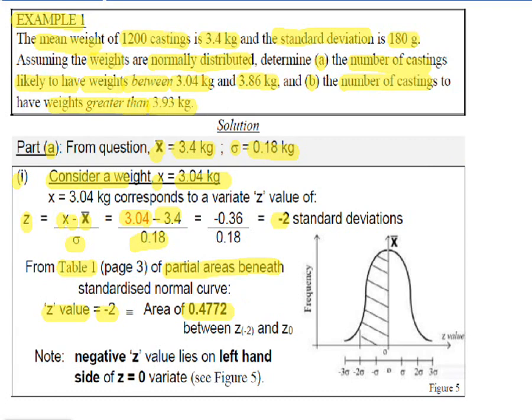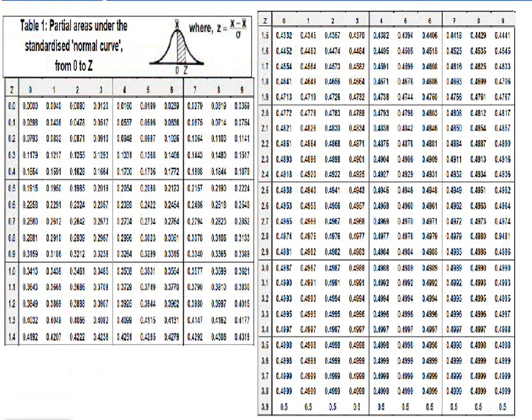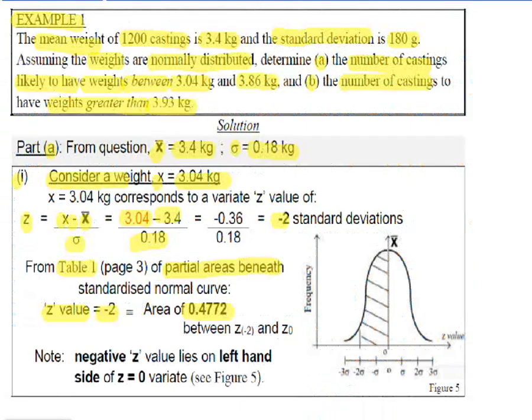If I go back to the table, for a Z value of 2, which is here, 2.0, we get 0.4772. The negative Z simply means it's on the left-hand side of the x bar value. So a negative 2 for our Z value is the negative 2 standard deviation line here. So the area I just read from the table is this area here, the shaded area shown on our diagram.